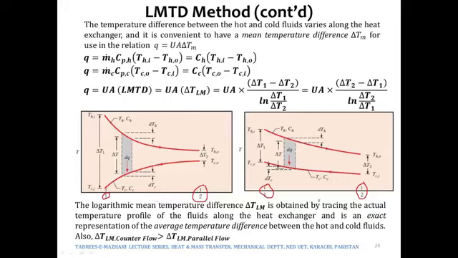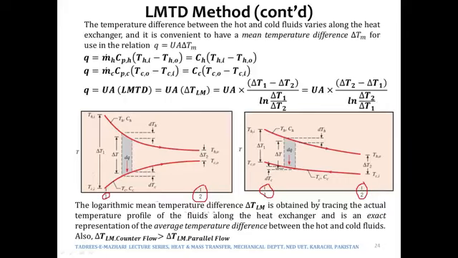Because if we write it as delta T2 minus delta T1, all we need to take care of is that we use the same sequence in the denominator as we have written in the numerator. For example, if in the numerator we have written delta T2 minus delta T1, then in the denominator it would be log of delta T2 upon delta T1.